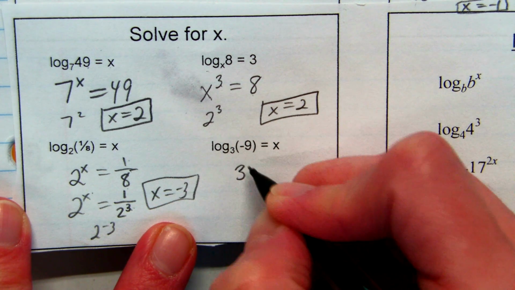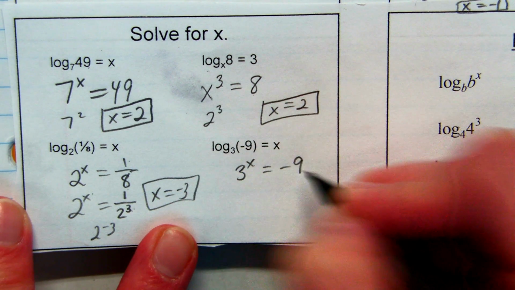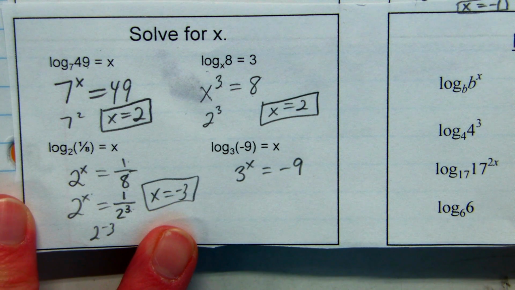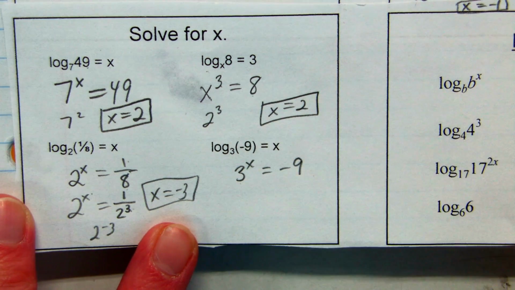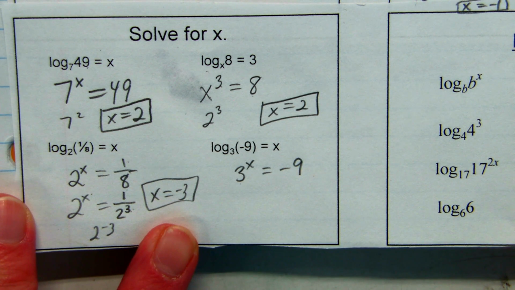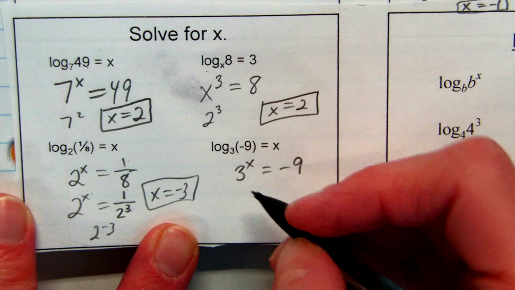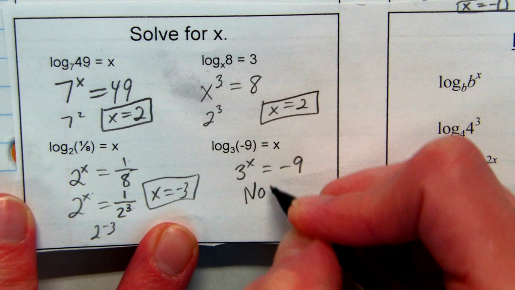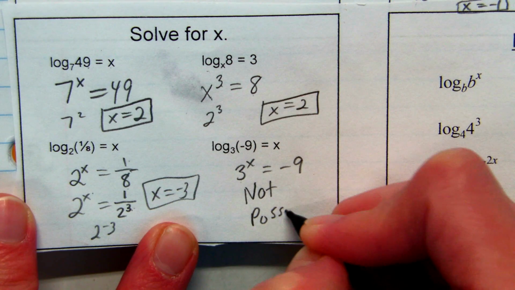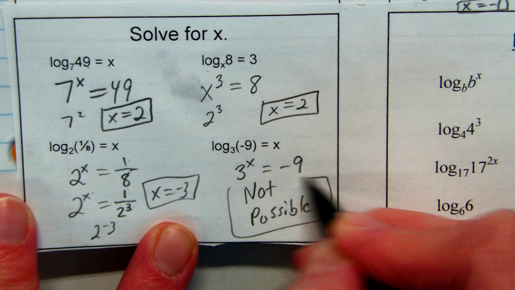Next one, we have 3 to the x power equals -9. Think about that one carefully before you answer. What power can change +3 into -9? A negative power just flips it over. It does not make it negative. 1/3 makes it the cubed root of x. 1/2 makes it a square root. It doesn't work. Not possible.